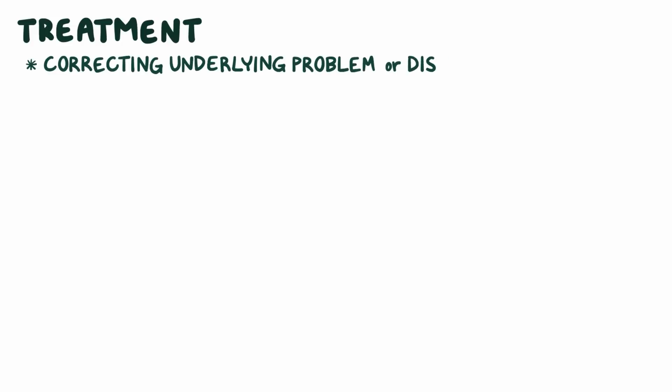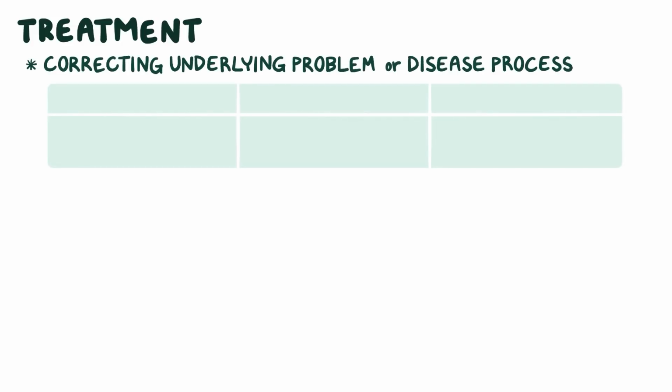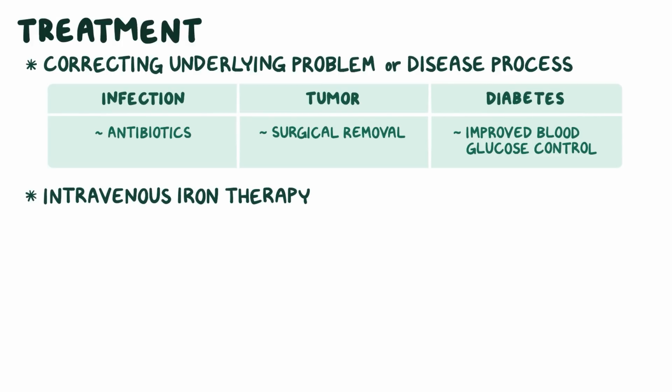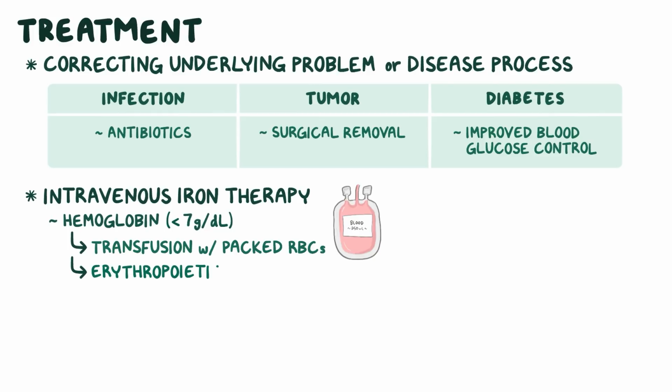Treatment of anemia of chronic disease requires correcting the underlying problem or disease process. For example, if the anemia is due to an infection, appropriate treatment with antibiotics may be necessary. If a person has a tumor, surgical removal of the tumor may lead to resolution of the anemia. Similarly, if the anemia is due to diabetes, improved blood glucose control may result in an improvement in the anemia. Intravenous iron therapy can sometimes be useful, and when hemoglobin levels fall below 7 grams per deciliter, transfusions with packed RBCs or erythropoietic agents like epoetin alpha or darbepoetin alpha may be given to improve symptoms.